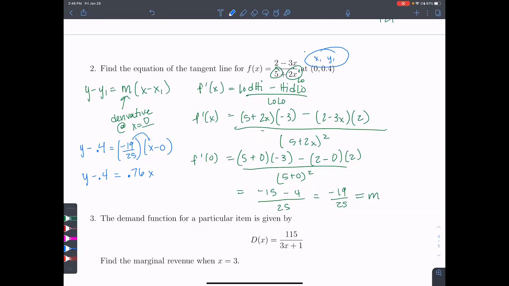So that would be your answer. For the equation of a tangent line at a point, you're going to find the derivative at that point. And that's the slope of the line, and then use the ordered pair there for the x1 and y1 in your point slope form.